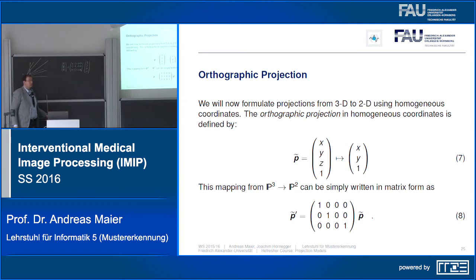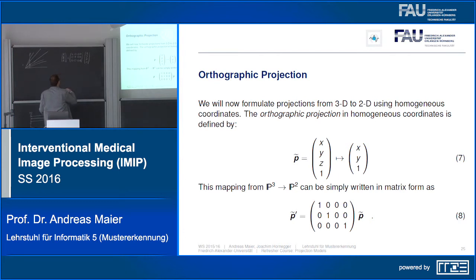Now we can also think about the weak perspective model. You remember there was some factor k associated with it. So of course this one needs to project onto kx, ky, 1.